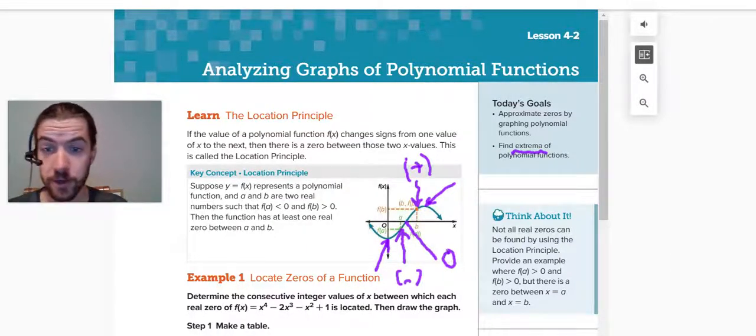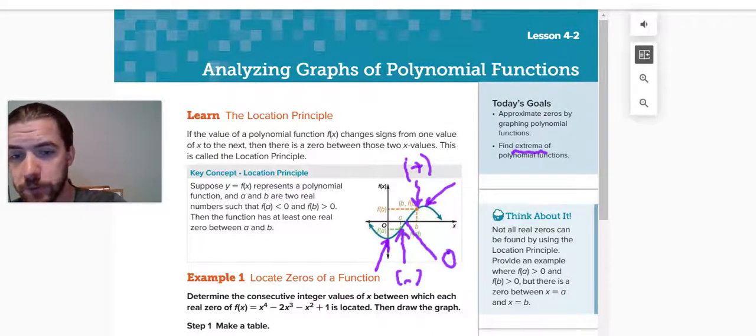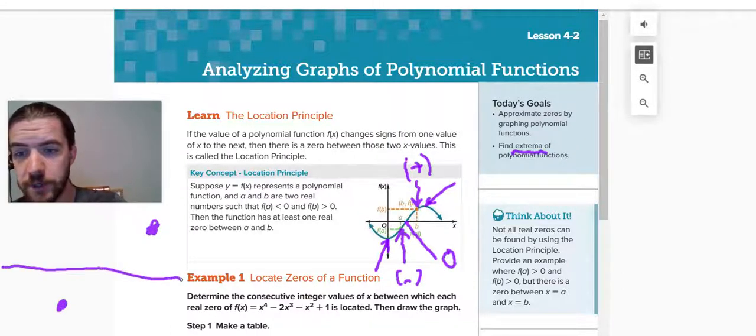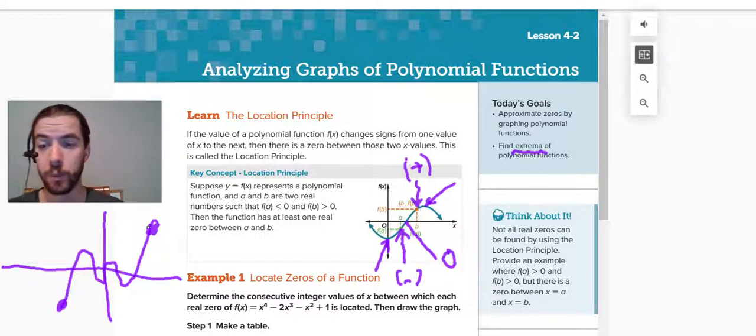So, let's take a look at that key concept box. Suppose y equals f of x represents a polynomial function and a and b are two real numbers such that f of a is less than 0 and f of b is greater than 0. Then the function has at least one real 0 between a and b. Okay? So when it says at least one real 0, that means that if you've got some negative value and some positive value on a graph, then it's going to pass through 0 at least once. Well, it could pass through it more than once, right?